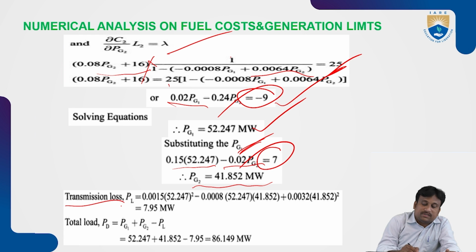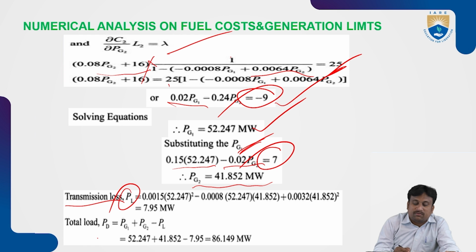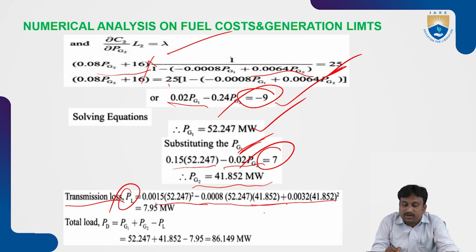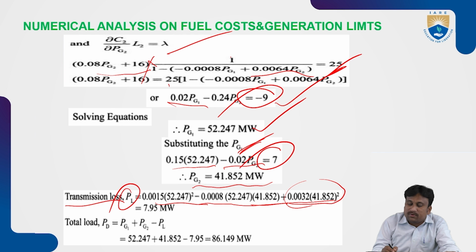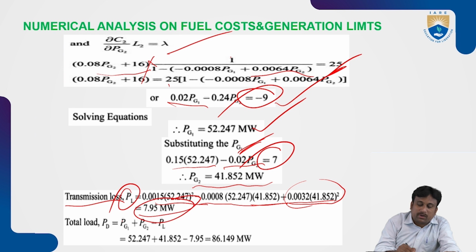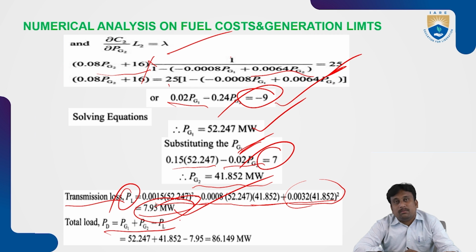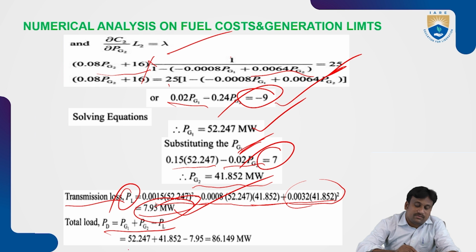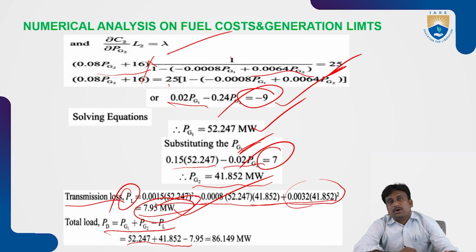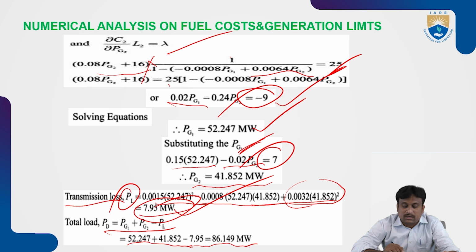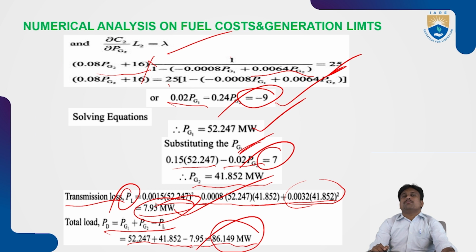Now the transmission loss PL is 0.0015 into 52.247 whole square minus 0.0008 into 52.247 into 41.852 plus 0.0032 into 41.852 whole square. Finally, you may obtain the transmission loss as 7.95 megawatts. Now the total load can be calculated as PD, that is Pg1 plus Pg2 minus PL, that is 52.247 plus 41.85 minus 7.95, that is 86.149 megawatts. So this is the solution we obtain.